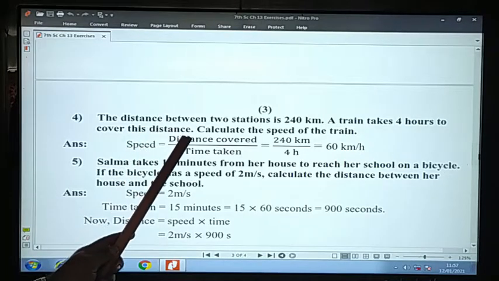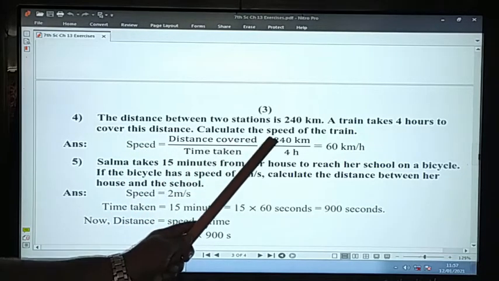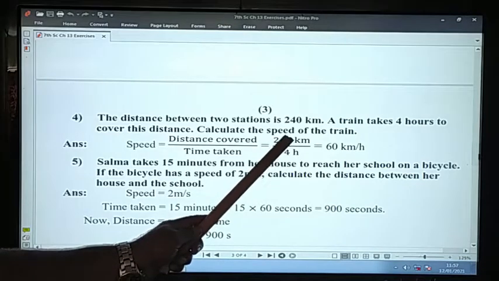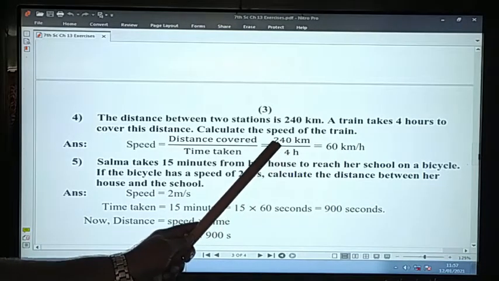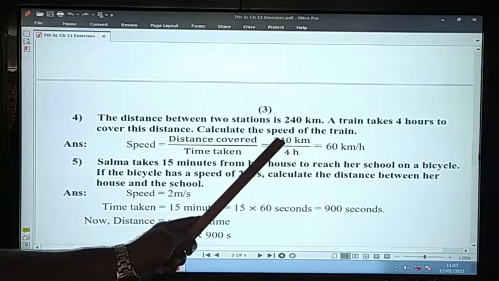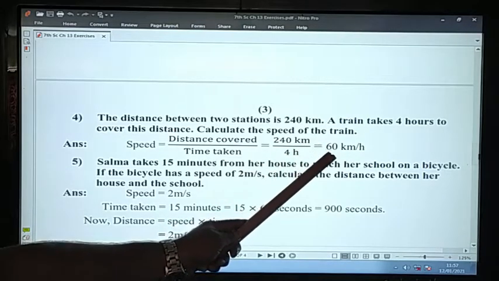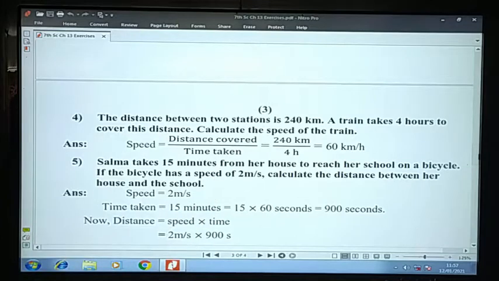Speed is equal to distance covered divided by time taken, that is 240 km. The time taken to cover 240 km is 4 hours. Just divide, that comes to 60 km per hour.